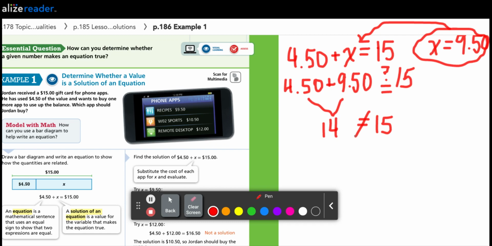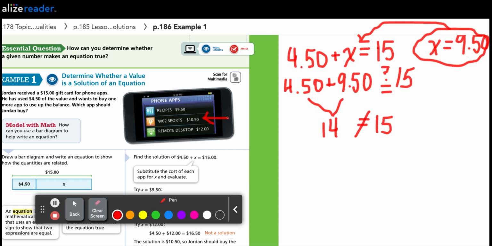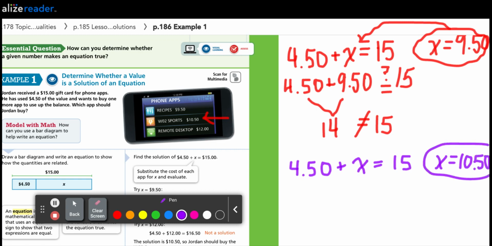Okay, so now let's try if x equals $10.50. So in your notebook, we're going to rewrite the same equation again. You're showing all this work. $4.50 plus x is going to equal $15. And now we're saying, well, will x equal $10.50? So I take that value for x, and I'm going to plug it in.